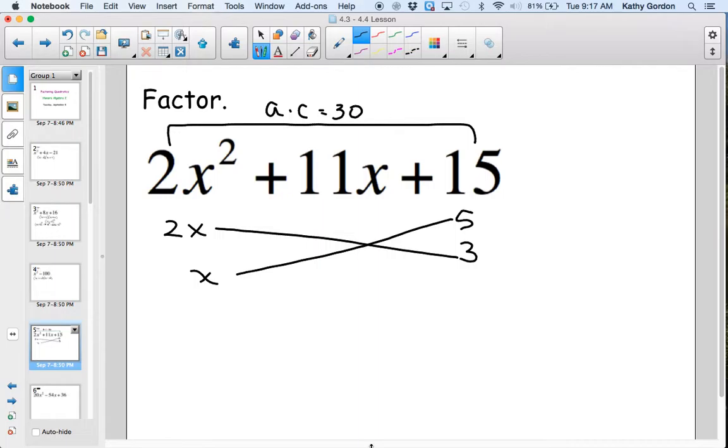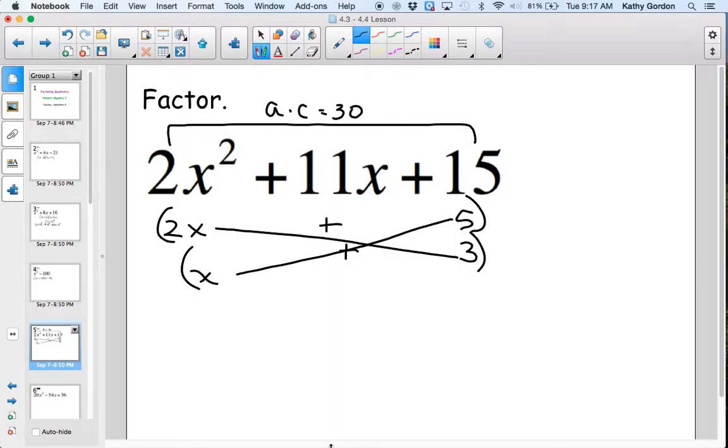So if I kept it this way, I'd have my 6x here, I'd have my 5x here. Does that add up to the 11x? Yes. So that means this, and it's going to be plus since I used a positive there, is one factor. And this, again with a plus because I used a positive, is my other factor. So that's one way of thinking through it. It's more of a guess and check kind of way.